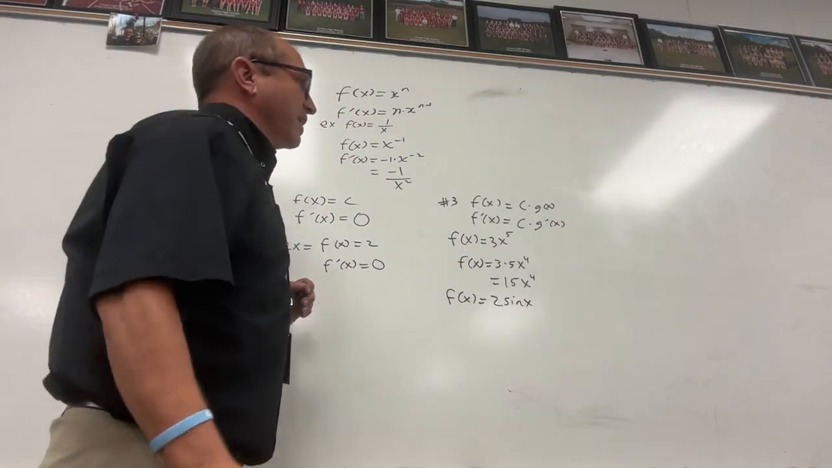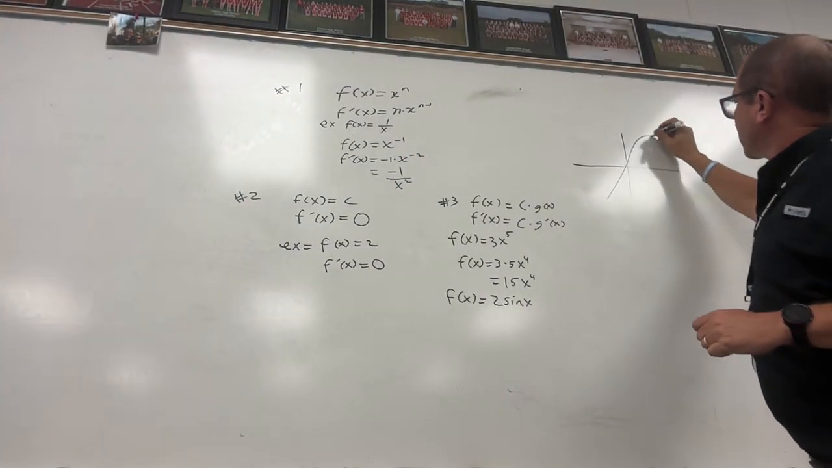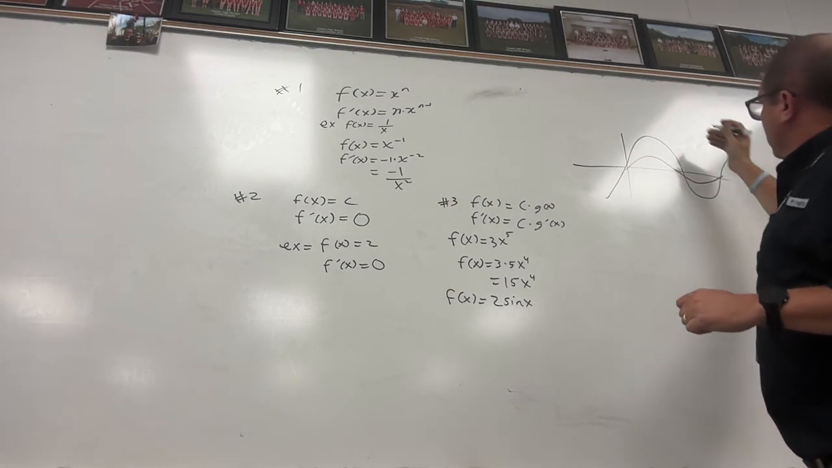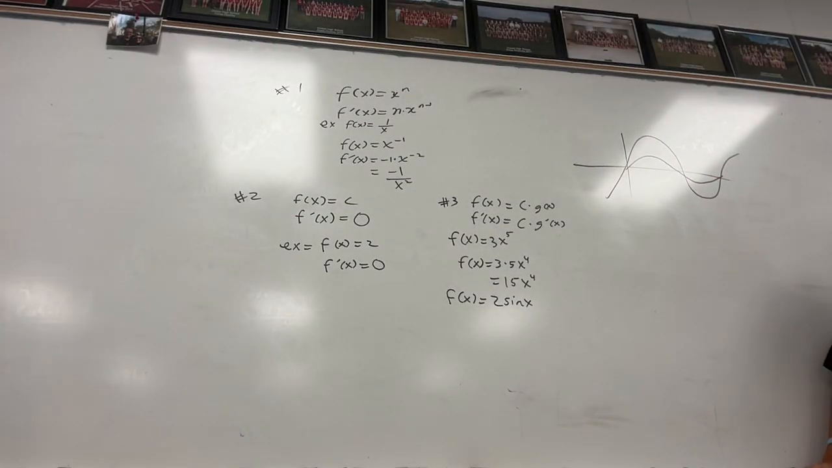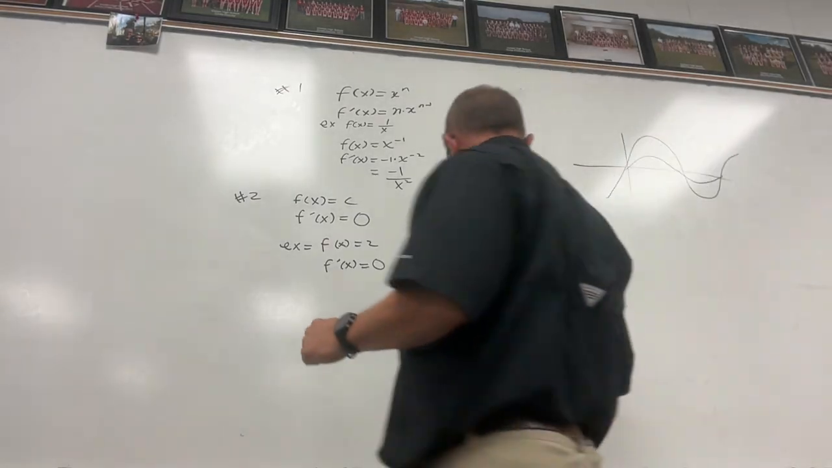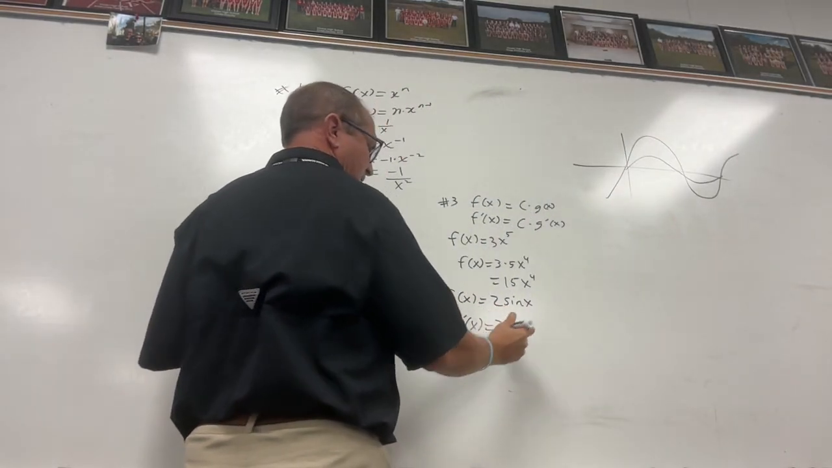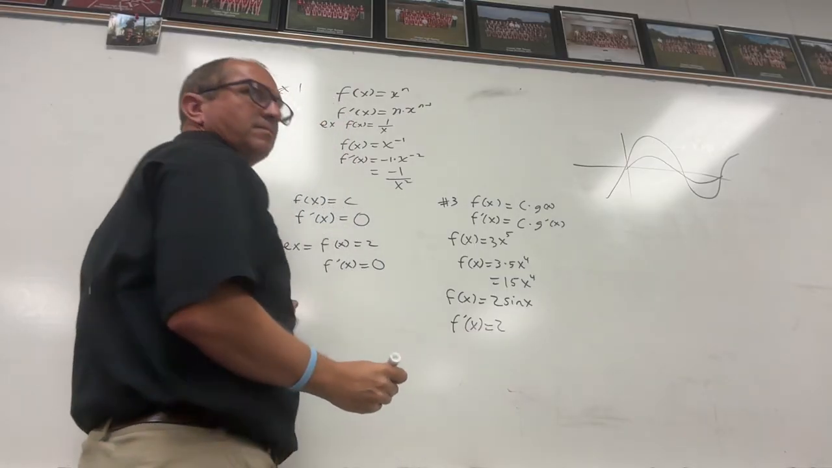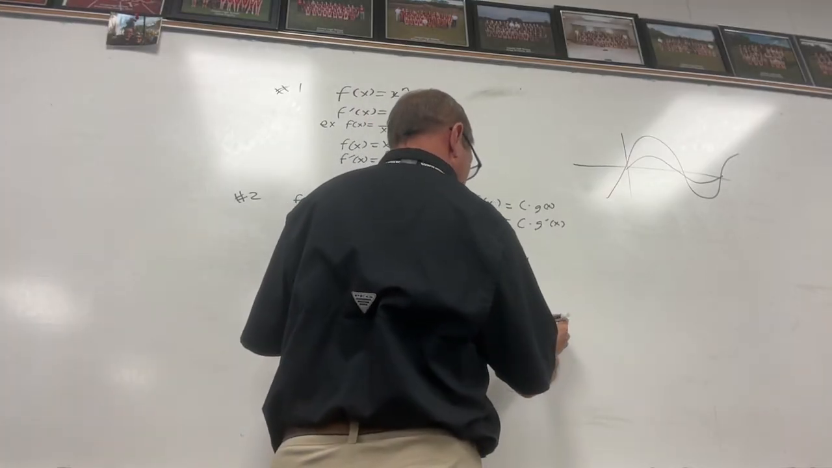Think about what 2 sine of x is. 2 sine of x is the sine curve, but the amplitude's twice as much. So let's get the derivative of it. Well, the constant is 2, right? And what did we say earlier that the derivative of sine of x is? Cosine of x. So f prime of x would be 2 times the cosine of x.